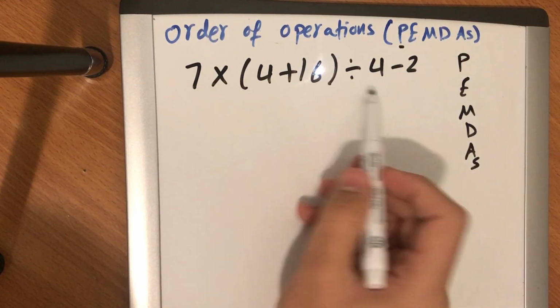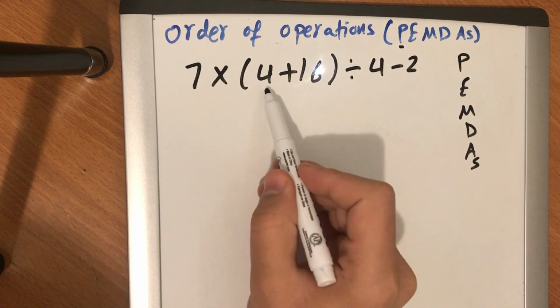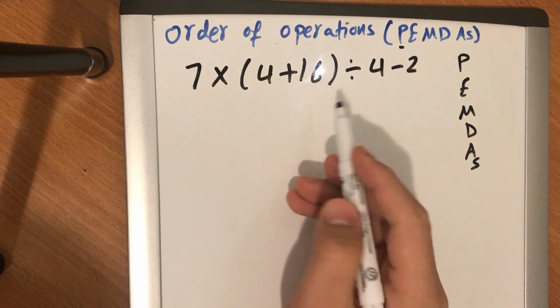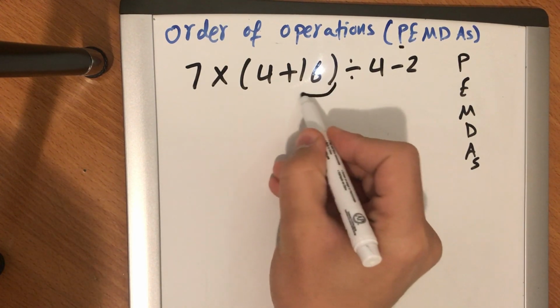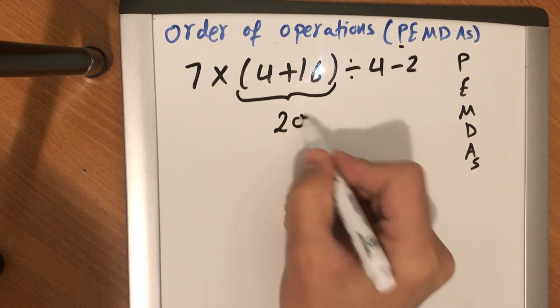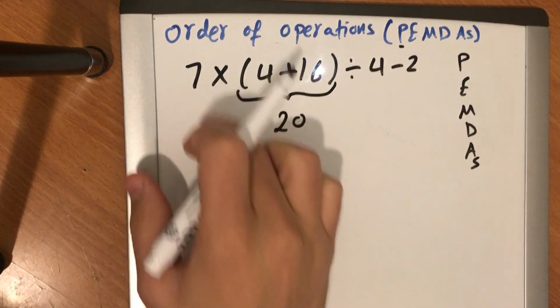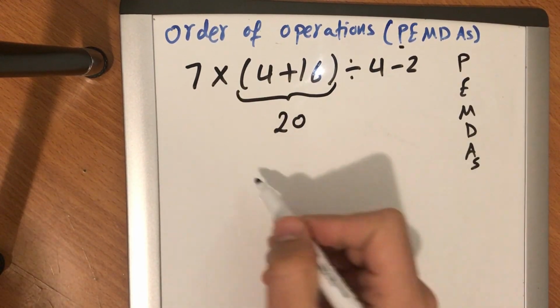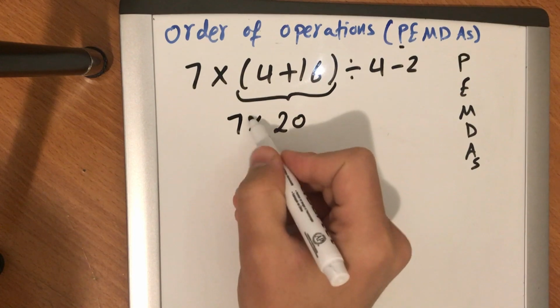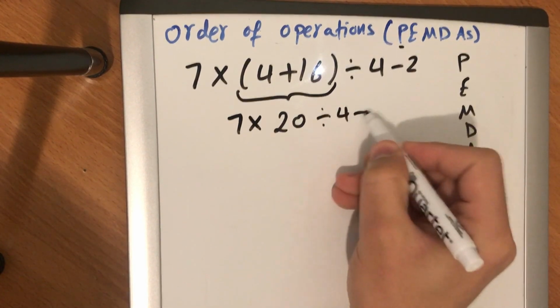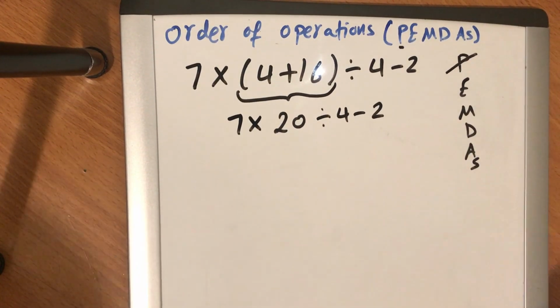So where are the parentheses here? Well, this is where it is. 4 plus 16 gives you 20. So the answer for this part is 20. Everything else, drop it next to the 20 so that we can see what comes in next. So the 7 times, I haven't used it yet, divided by 4 minus 2. I am done with the parentheses.